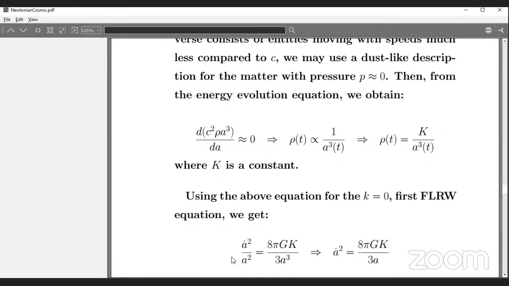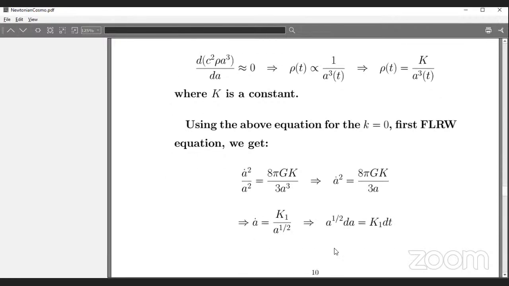In other words, a square in the denominator on the left-hand side and a cube in the denominator on the right-hand side, there will be a cancellation so that I get the equation a dot square is 8 pi G k by 3a, which means if I take the square root, I'll get a dot equal to k1 by square root of a.